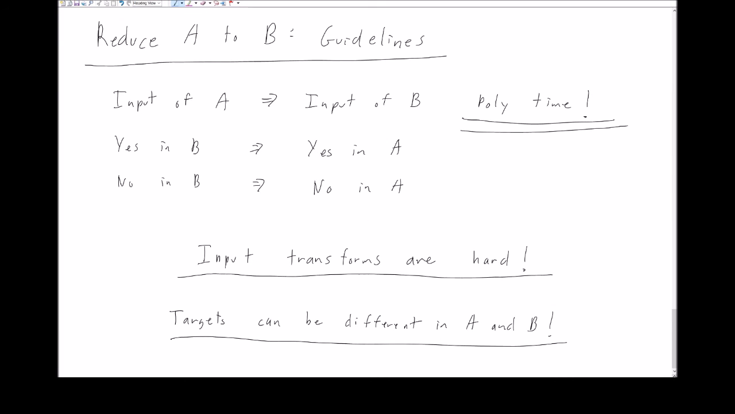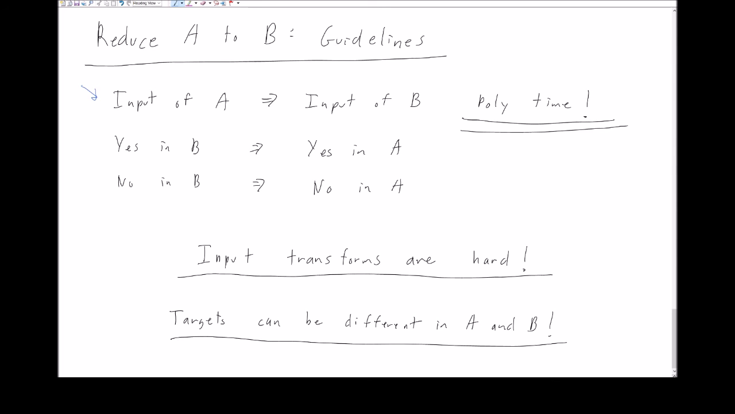Now that we've seen a reduction, let's focus on the important points about it. The first thing we have to do is identify the problems A and B. Problem A is going to be a hard problem. Problem B is going to be the problem of interest, the one that we'd like to show is hard. First, we have to transform the input of our hard problem, problem A, into the input of problem B. This transformation has to take polynomial time.